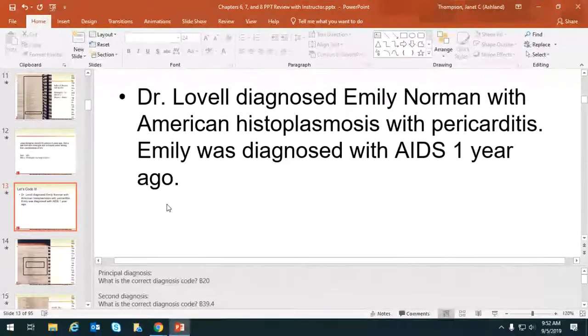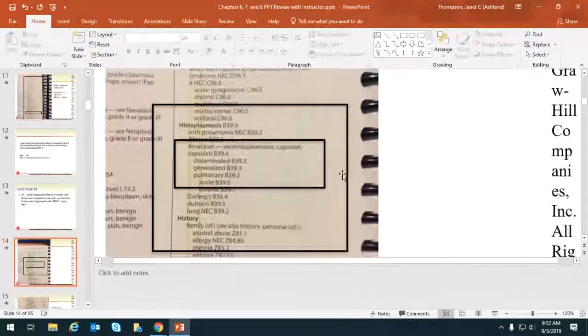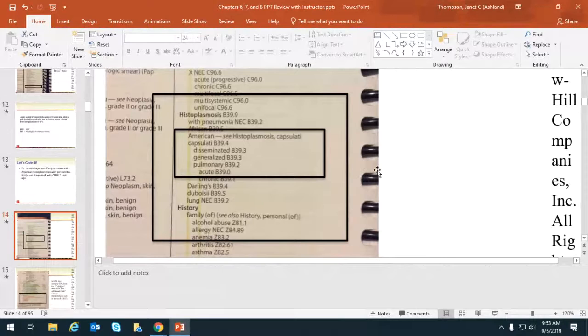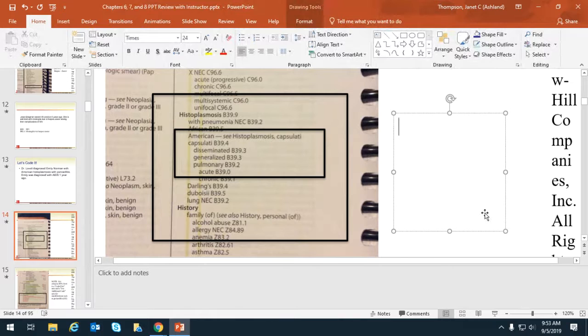So let's get back to our index. And we're going to look at histoplasmosis. And then for American, it says C, capsulati. And then capsulati has an entry for B39.4. So just take a moment to locate this in your index. So that gives us code B39.4 when we look that up. So after you look that up in the index, go ahead and turn to the code in the tabular. I do want you to start in the index first. So we want to get in the habit of being able to locate what we're looking for.